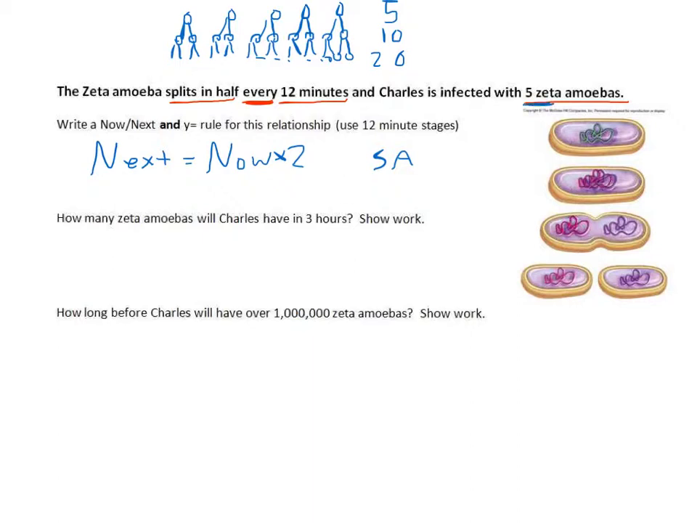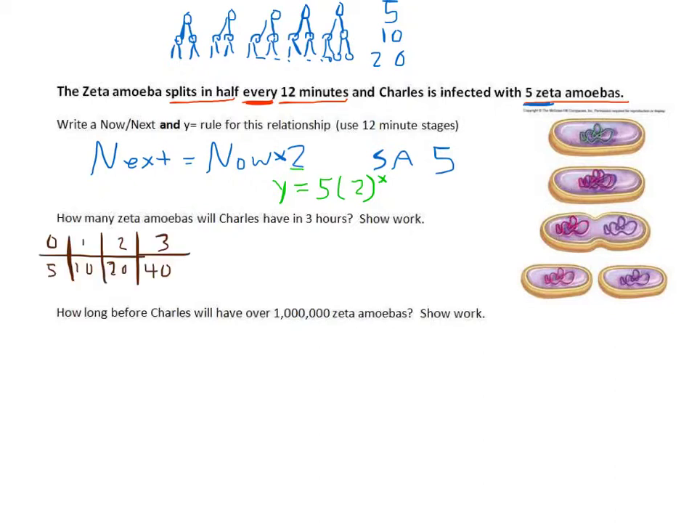We start with 5. Now we need the y equals from this. 5 goes out in front, that's the starting at, times the growth factor 2 to the x. Notice, there are no x's in this part of the now next rule, and our x is up top there as an exponent. Now the question, how many is Charles going to have in 3 hours?